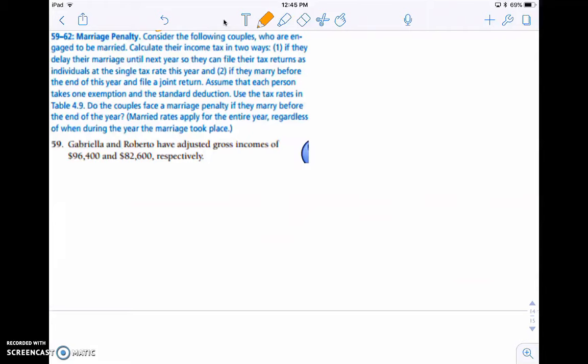And married rates apply for the entire year regardless of when the marriage took place. So if you get married on January 1st or December 31st, you'll be able to file jointly in either scenario, and it's as if you were married for the entire duration of the year, no matter where it falls in between.